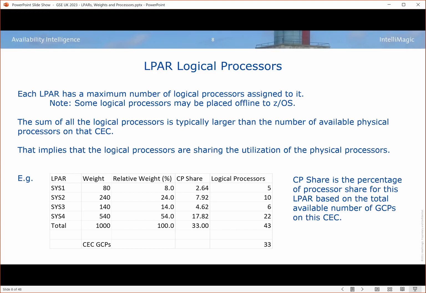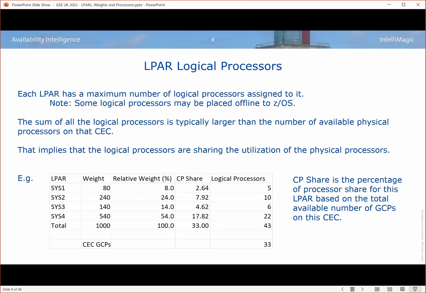Now, as you see in this chart here, we have these 4 sample LPARs with their relative weights, column 3. And in column 5, we have the logical processes that we have assigned to that LPAR. Okay, so LPAR CIS1, we assigned a weight of 80, which works out to be a relative weight of 8% of the resources. And we want 5 logical processes assigned. This particular CEC has 33 processes. And if we look at the sum of all logical processes for LPARs, it's 43. Much larger. Okay, we're sharing processes. That's clear.